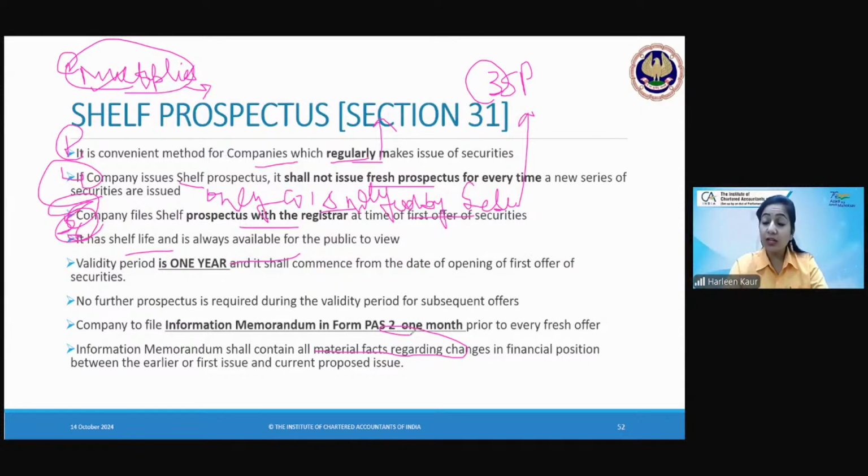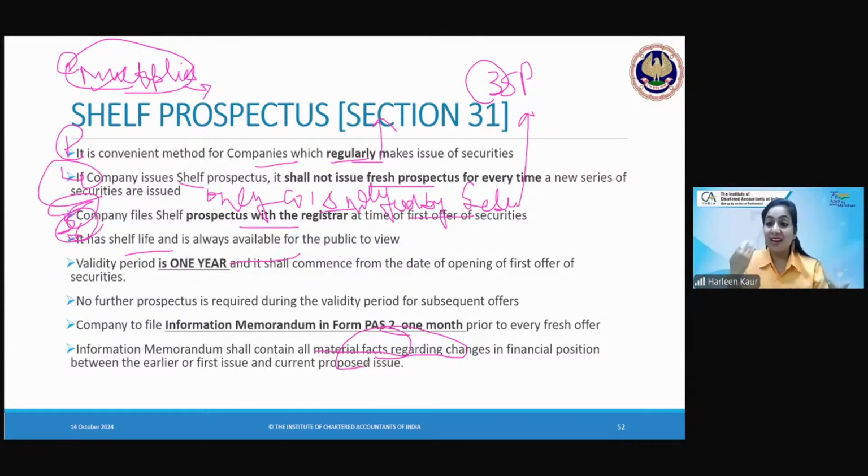So it is the duty of the company to give me the information memorandum, because, for example, I am shareholder Mr. A, who has already given you advance money for the subsequent offer on the basis of your shelf prospectus. So now the company will send this information memorandum to Mr. A, telling them all the material facts and changes that have happened in the financial position of the company. If I, shareholder Mr. A, did not like these changes, I thought the company would be doing very well or quickly expanding, but the expansion is not as per my expectation, then I can again become a dissenting shareholder.